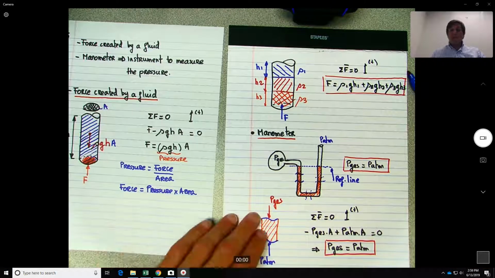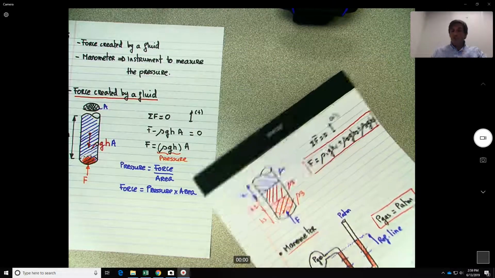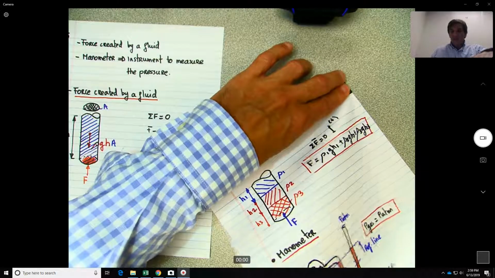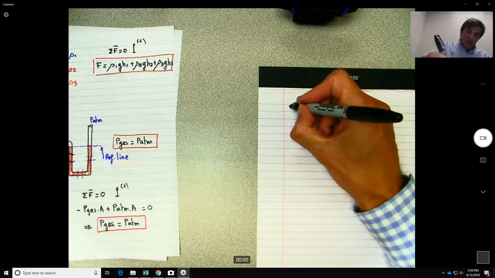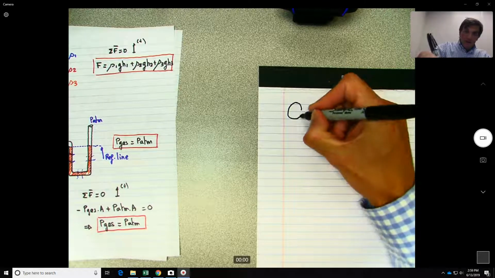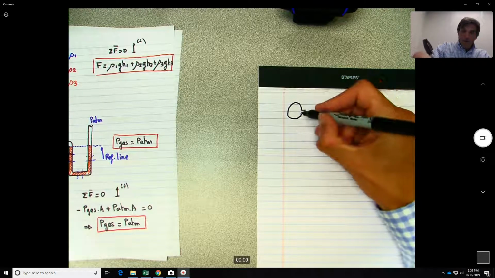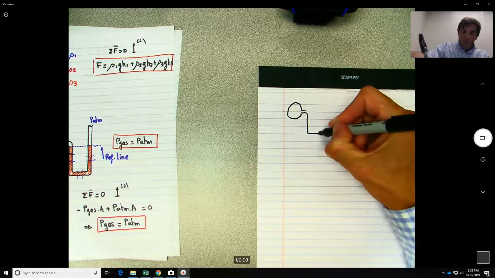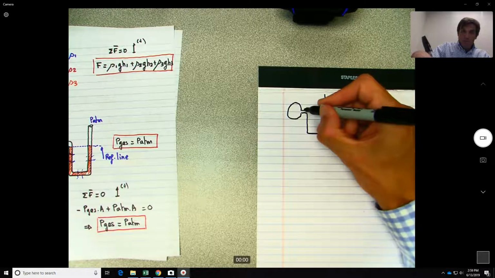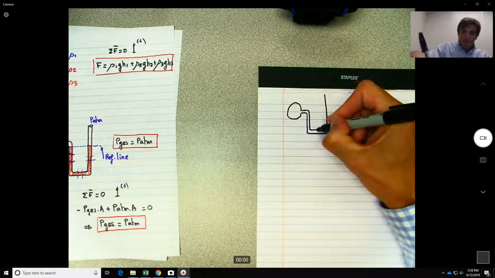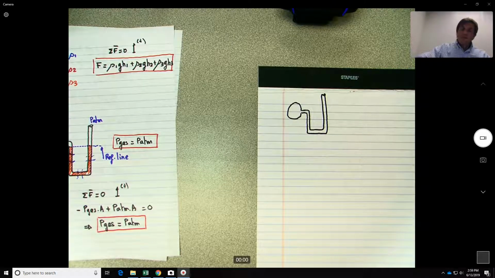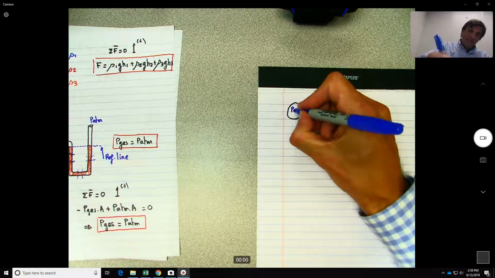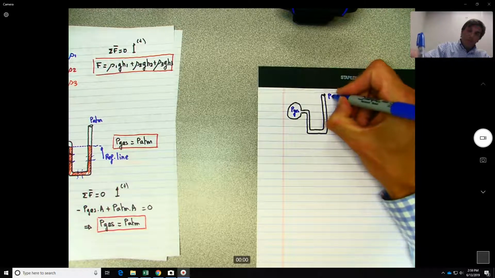So I'm doing this because now we're going to go and study the more general case in which, let's say, we're going to have a manometer, the same one as before. So again, you have here P gas and here P atmosphere.